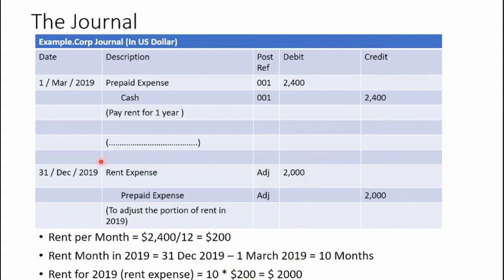Increase in debit here, rent expense, and in credit we will record the deduction of prepaid expense with the same amount, which is $2,000. And the description here is to adjust a portion of rent in 2019.